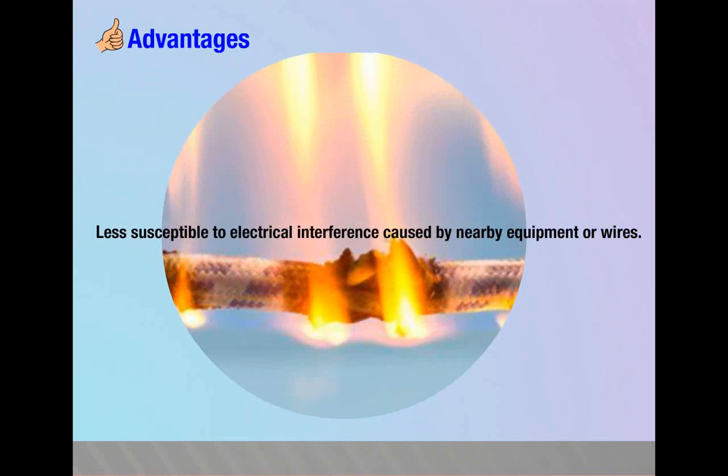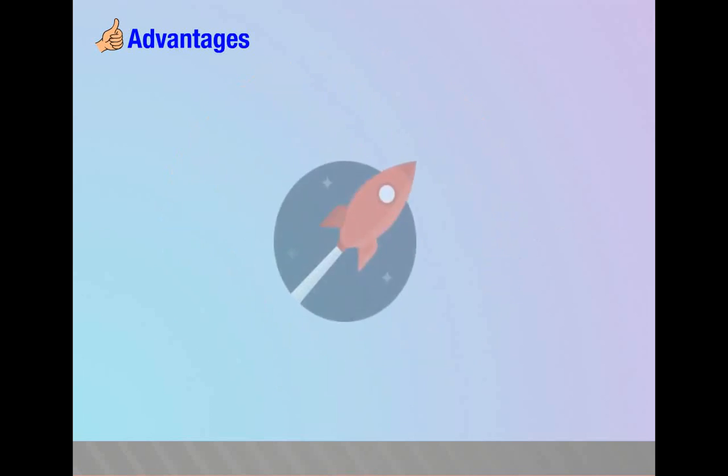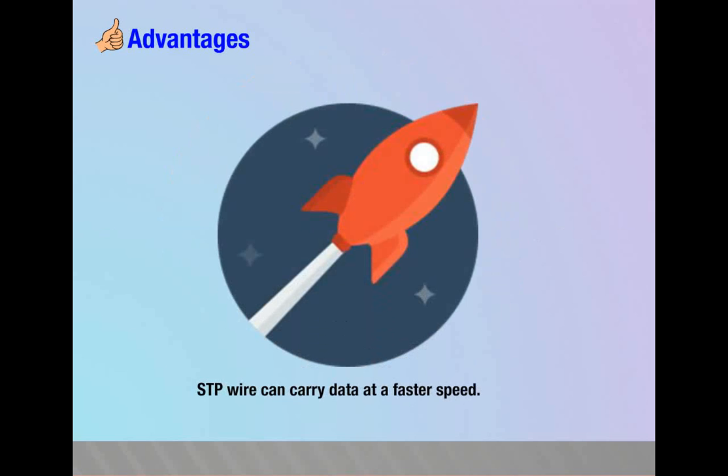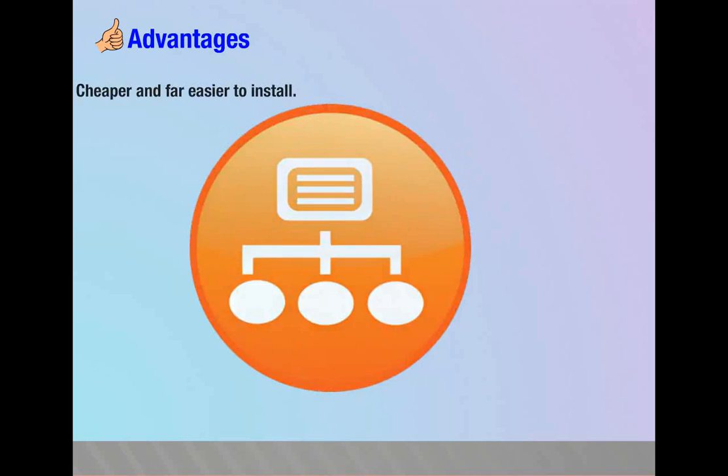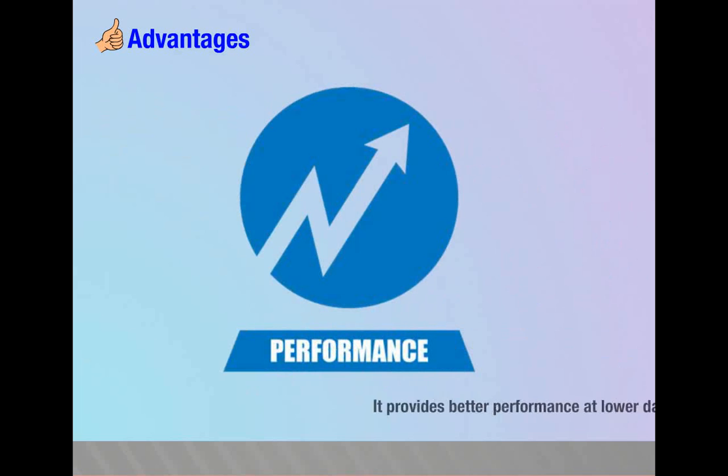Less susceptible to electrical interference caused by nearby equipment or wires. STP wire can carry data at a faster speed. Cheaper and far easier to install. It provides better performance at lower data rates.